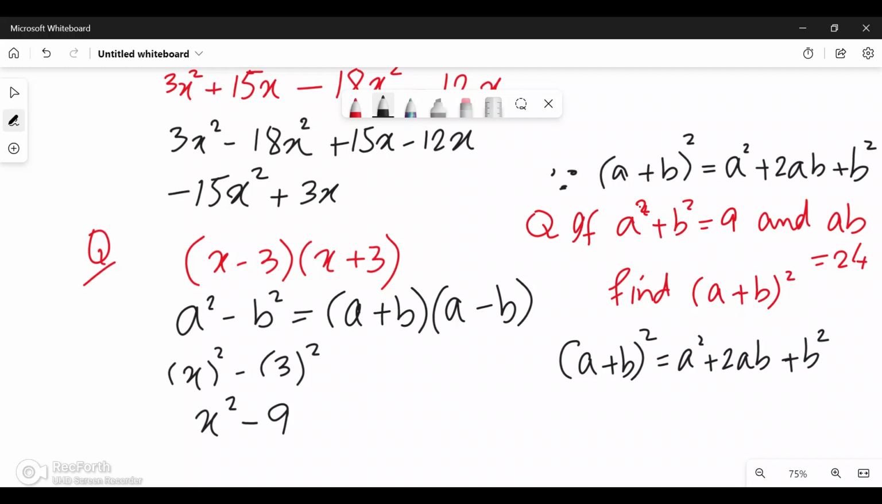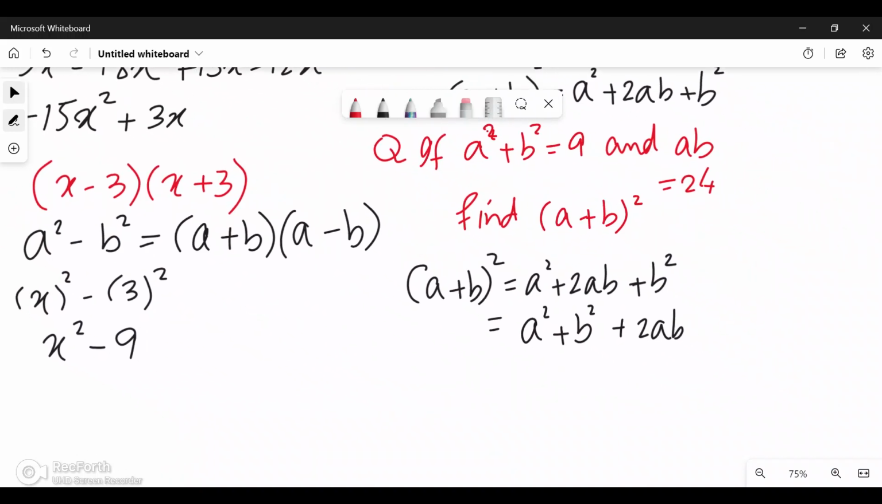Slightly rearrange it just to put the values in it. I can write b square first before writing 2ab. So I will write a square plus b square, and the middle term, that is 2ab, I can write at the last, which is 2ab. It is exactly the same as the previous step. There is no difference with them.